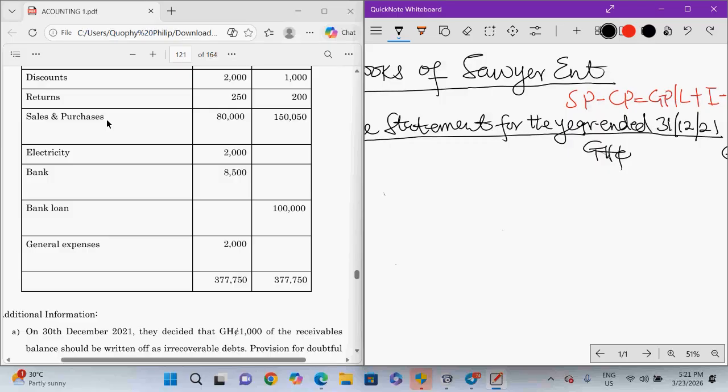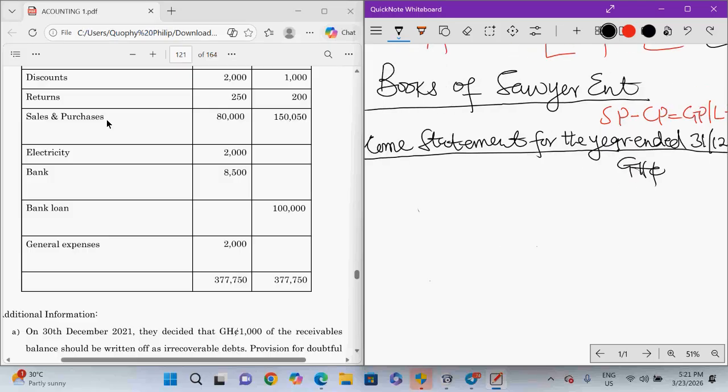You have to know what the balance of purchases is. What is the balance of sales? Sales is having what balance? Purchases is having what balance? That is a question that you need to ask yourself, right?